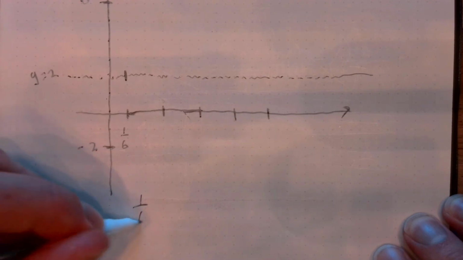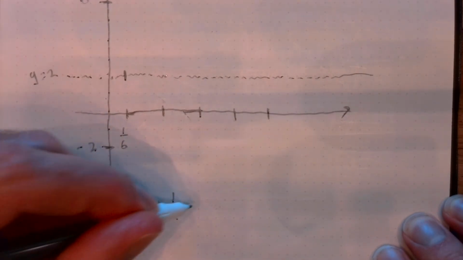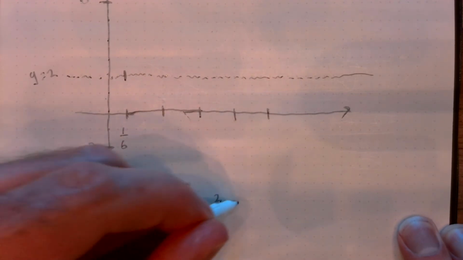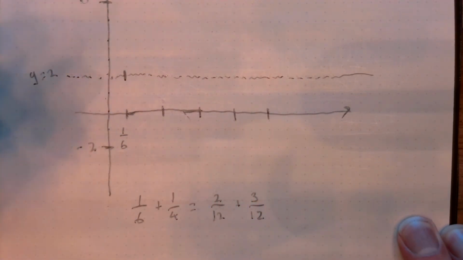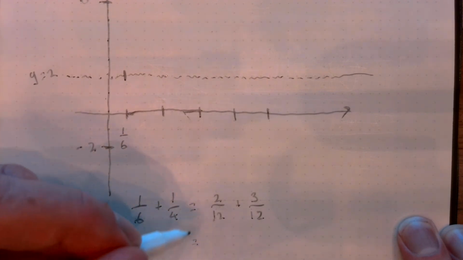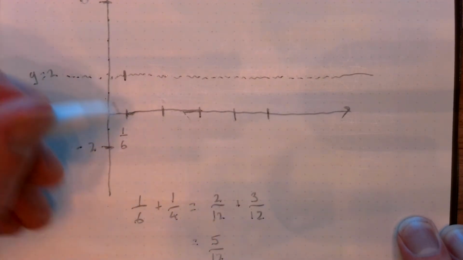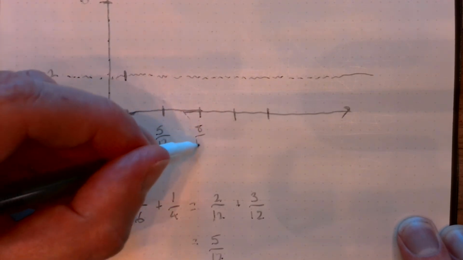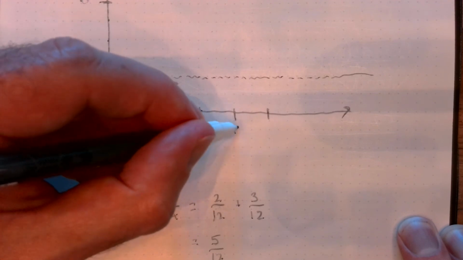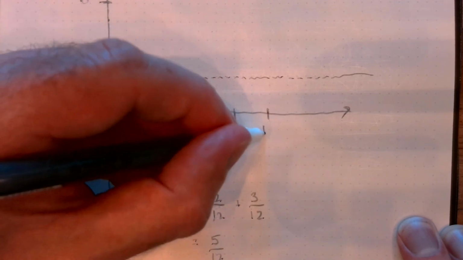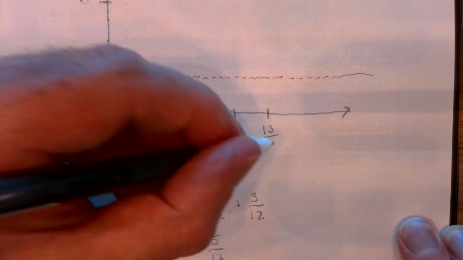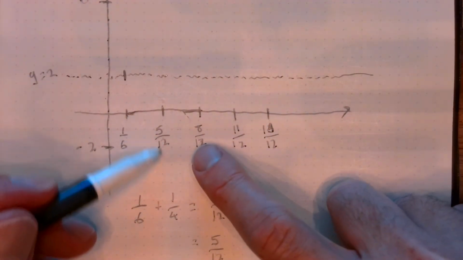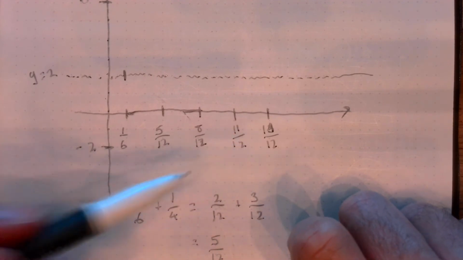So let me do some calculation here. 1/6 plus 1/4. Common denominator of 12. So that's going to be 5/12. This would be 8/12. 11/12 and 14/12. Okay, I'm just adding 1/4 to each of these.